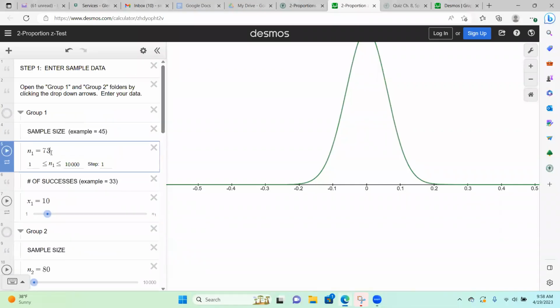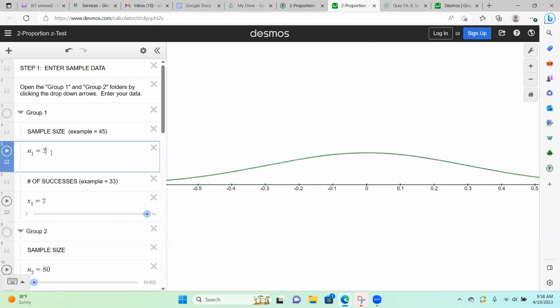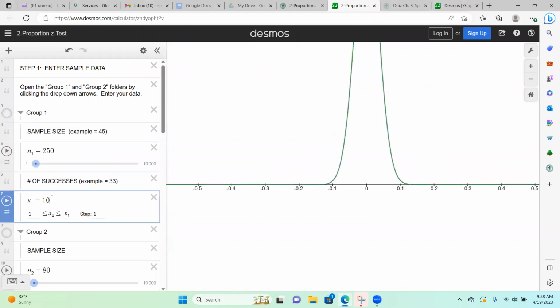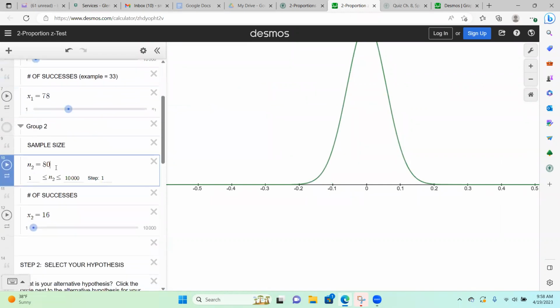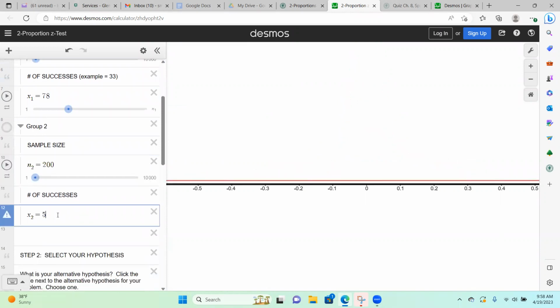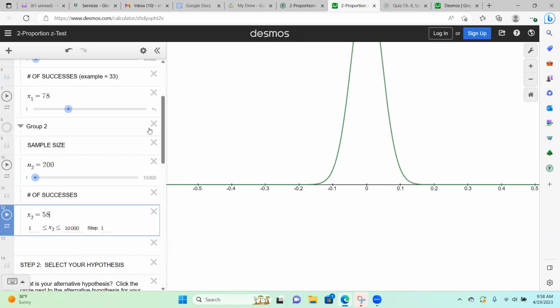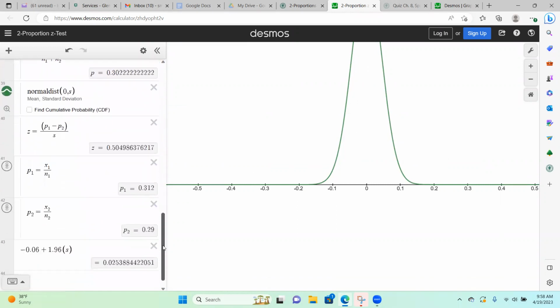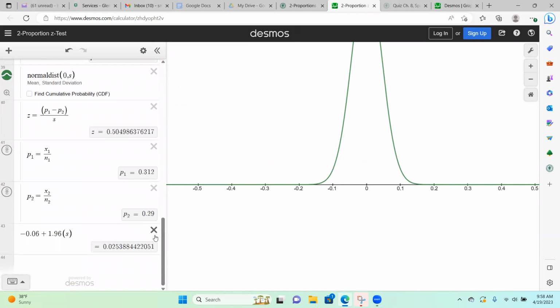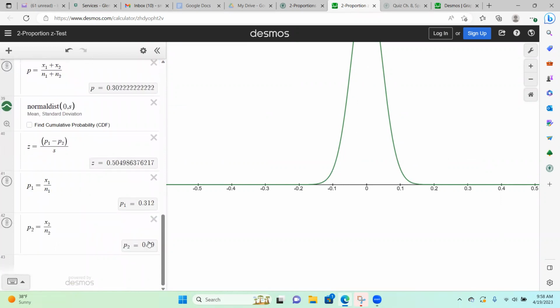Scroll all the way up. So for the men there were 250 and 78 of them said they were never married. And of the women, 58 of them said they were never married. And so we're going to scroll all the way down. We're going to get those P hats. And so the proportion of men is 0.312 and the proportion of women is 0.29.